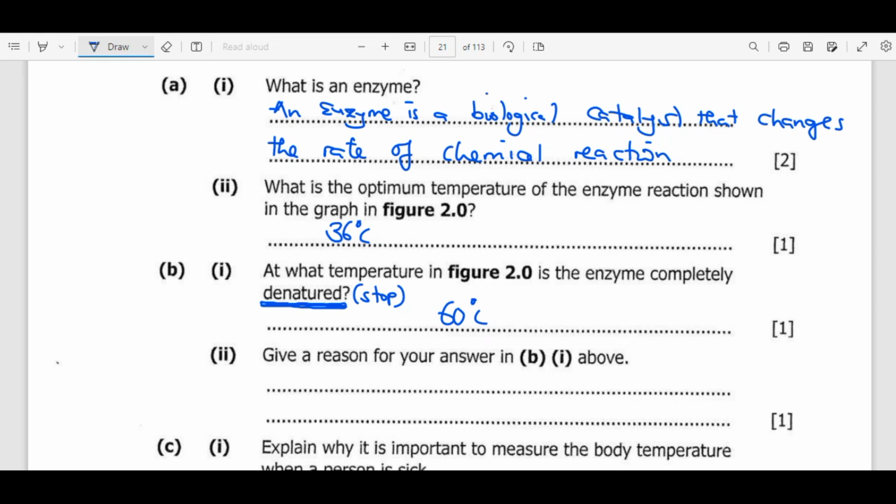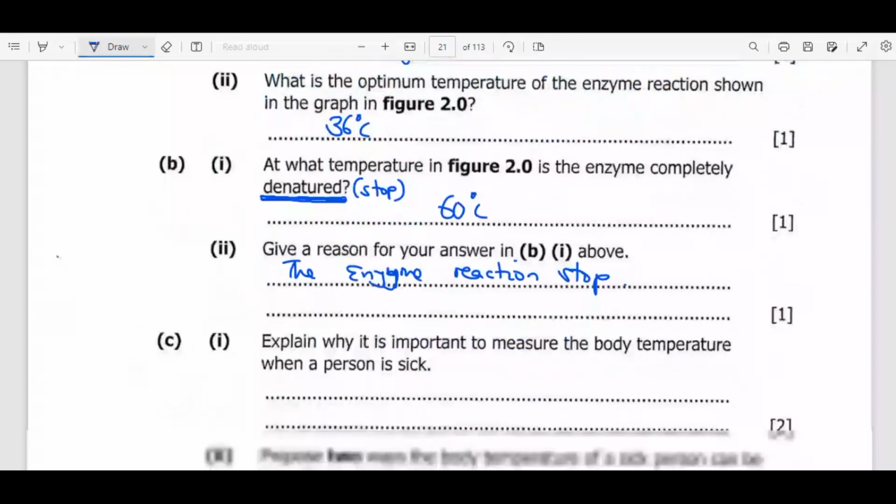Give a reason for your answer in question B above. So we have to give an answer for this. Why have we picked 60 degrees? The answer here is very simple. The enzyme reaction stops. Okay, so it had to stop.